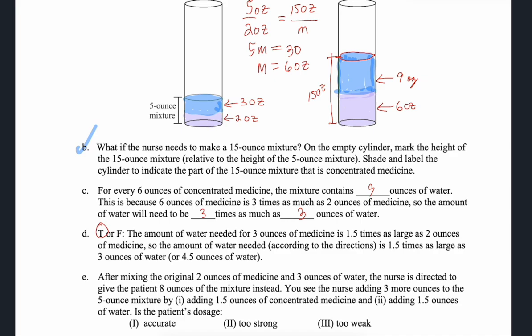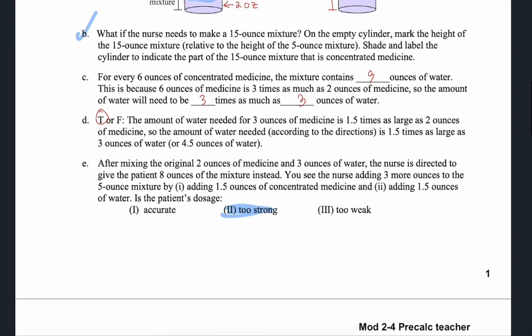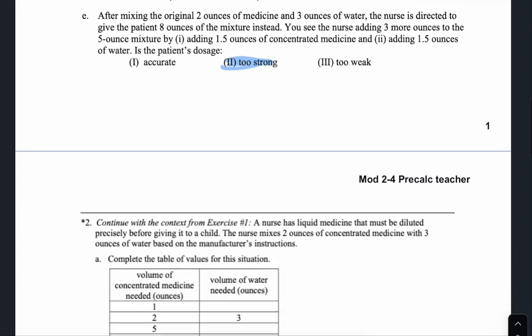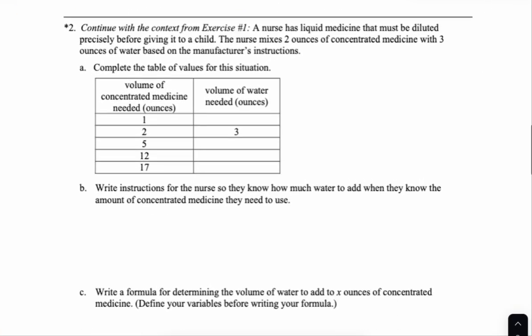Now remember, here's the problem with what the nurse has done. These 2 things are the same. The water and the medicine should never be the same. Remember, it should always be that 2 to 3 proportion. So in this particular case, we've put too much medicine in there, so it would actually be too strong. Okay? So hopefully that kind of makes some sense.